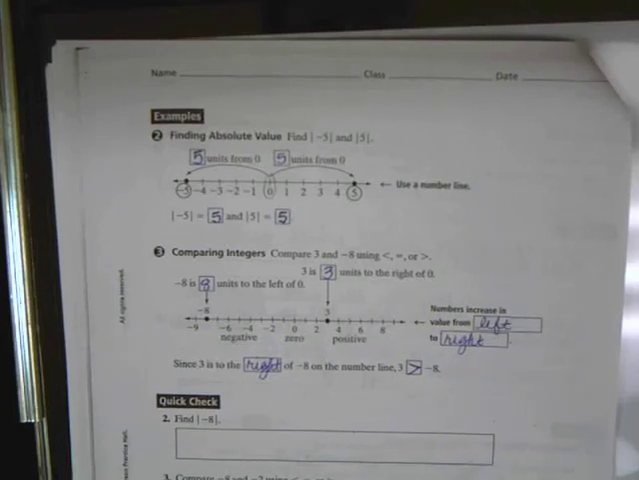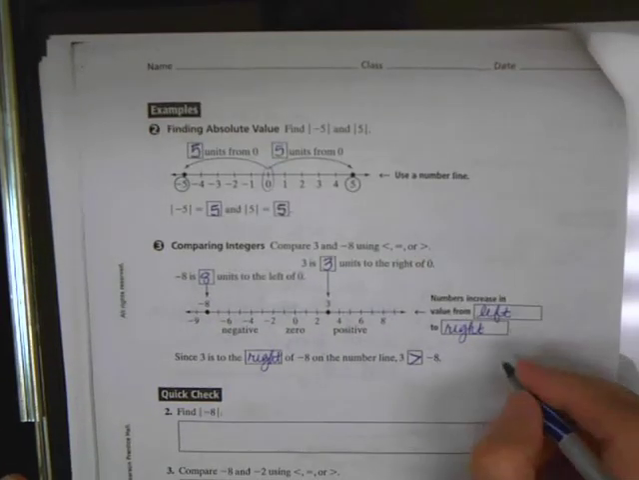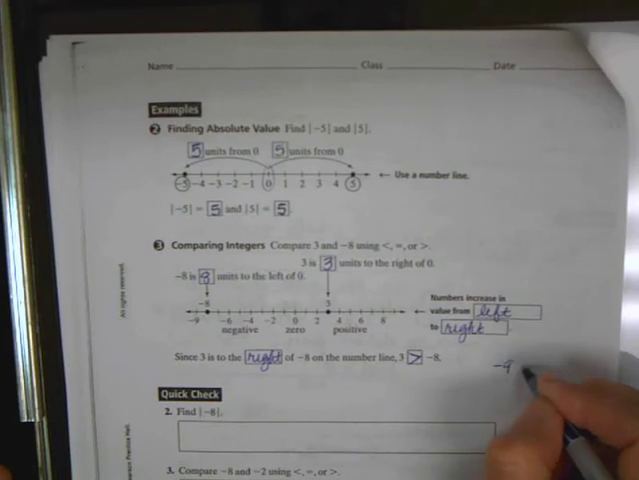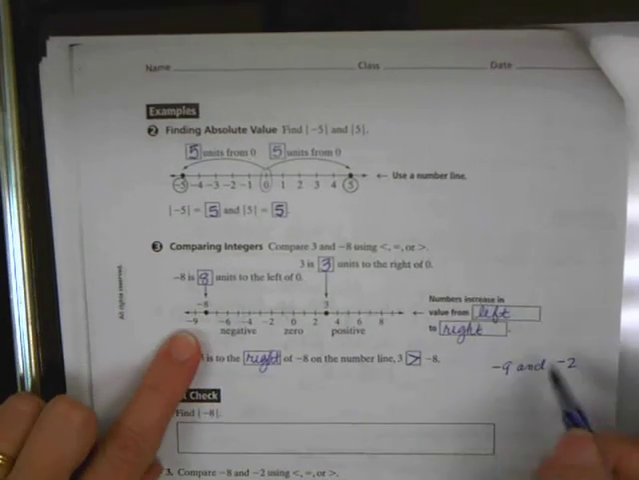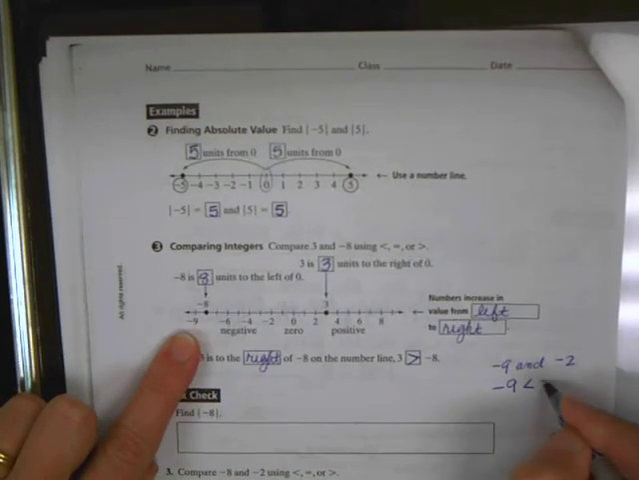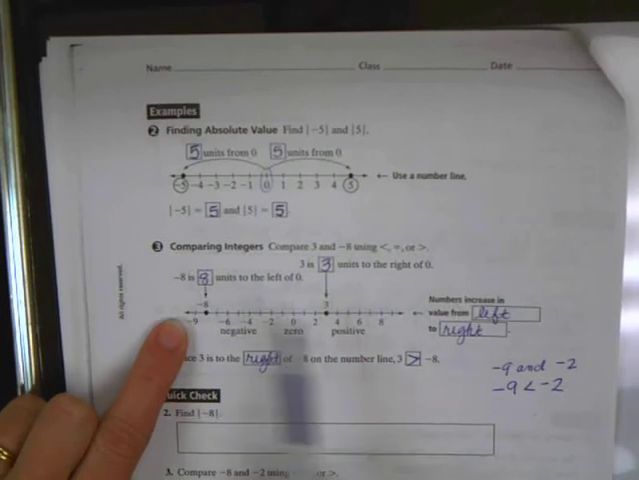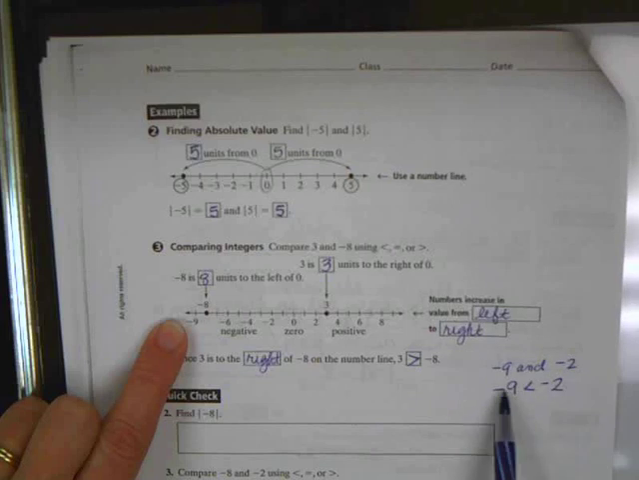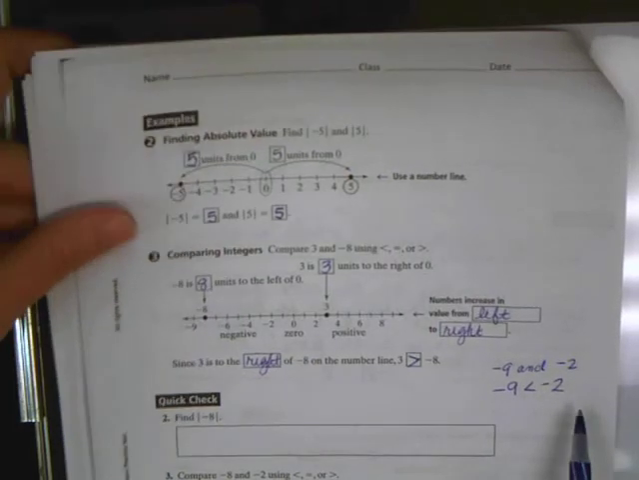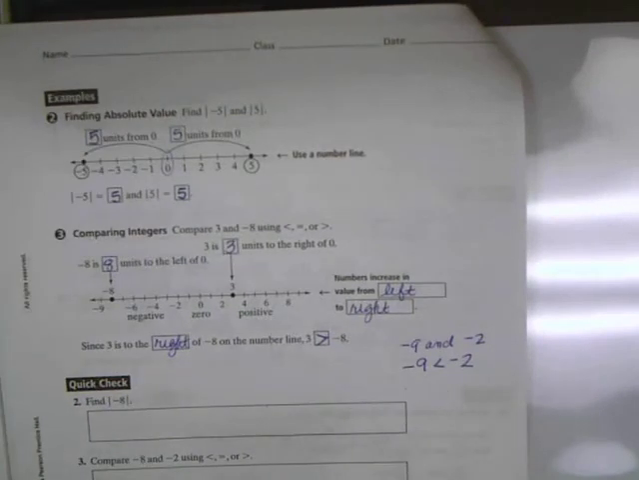Another one we might want to just jot down real quickly: if I wanted to compare negative 9 and negative 2, I would say that negative 9 is less than negative 2, because here's negative 9, here's negative 2. The greater number is going to be to the right, so negative 2 is going to be greater than negative 9. Or, I'm sorry, you can't see that. Negative 9 is less than negative 2. Those basically mean the same thing. So you just want to keep that in mind. Numbers to the right are larger than anything to their left.